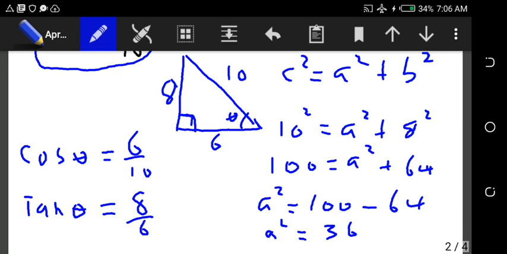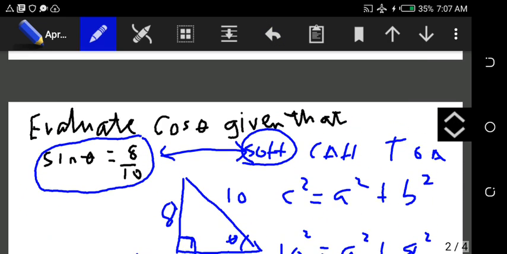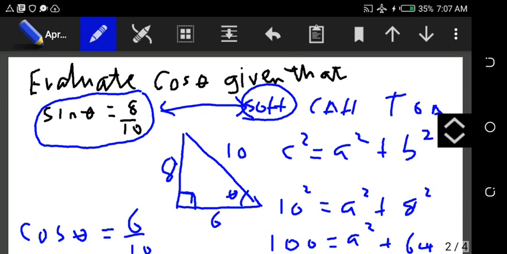So you see, questions like this are really straightforward if you have a good understanding of your trigonometric ratios. So it is important that we understand this acronym SOHCAHTOA and how we can use it to evaluate the sine, cosine and tangent of angles. In the next video we will look at some other things that we need to know about trigonometric ratios.